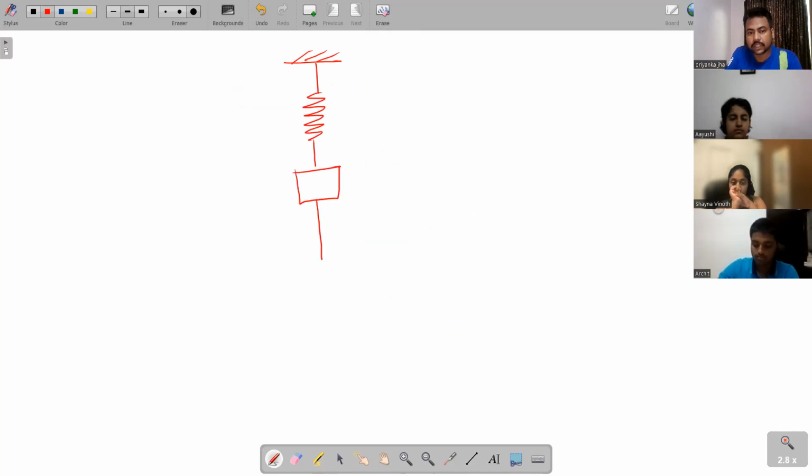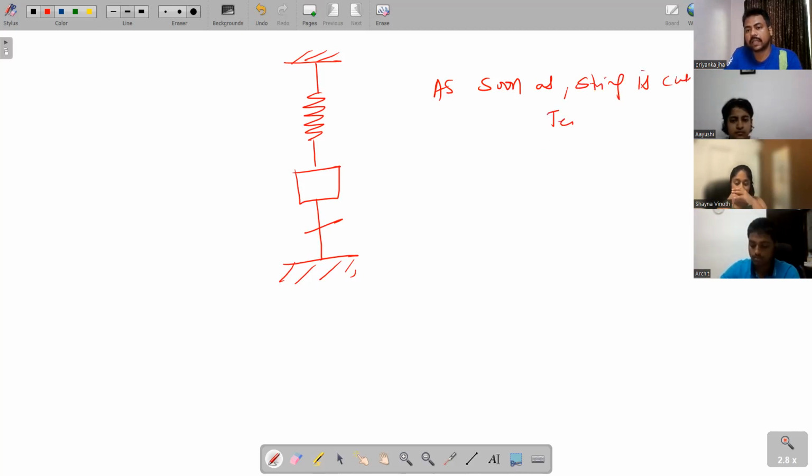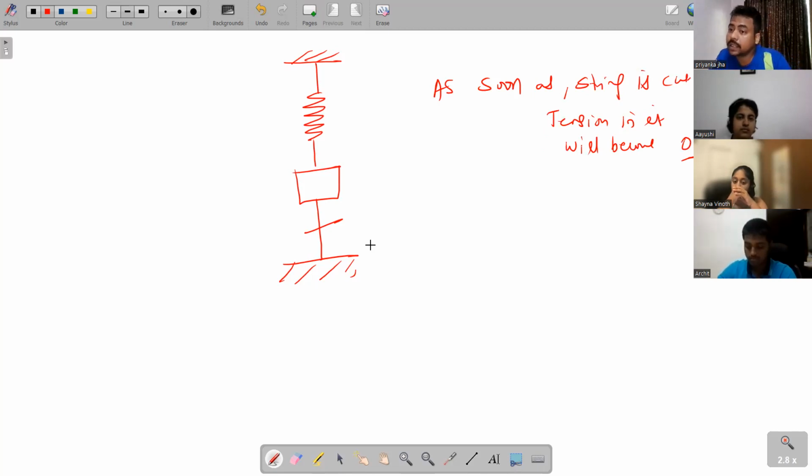But now analyze this situation. Spring, block is connected, string, and this is fixed to this end. Suppose this system is in equilibrium. As soon as you cut the string, tension in it will become zero. The string will get slack and tension will become zero. But once you cut the string, what do you think? What would be the tension in the spring?